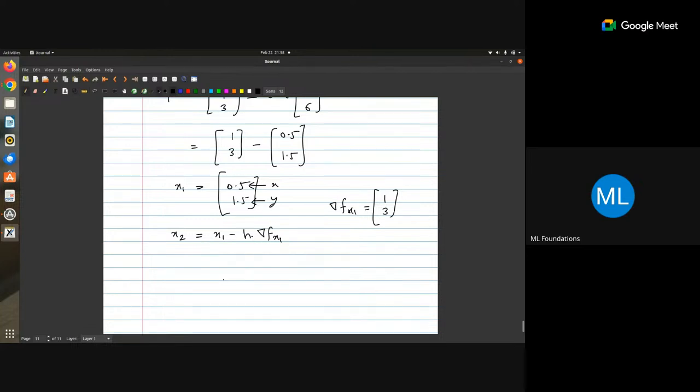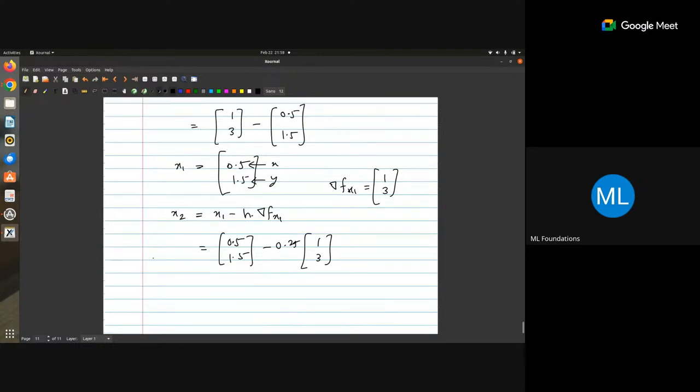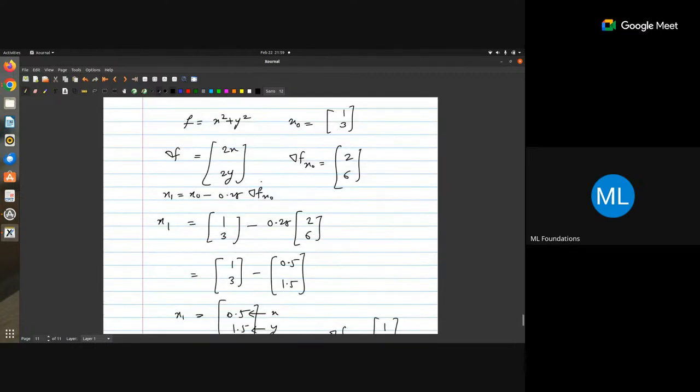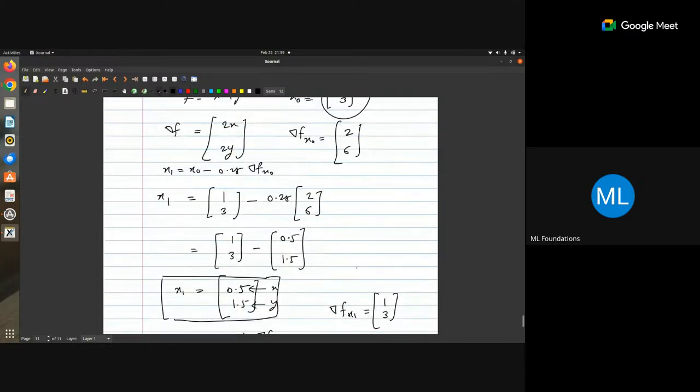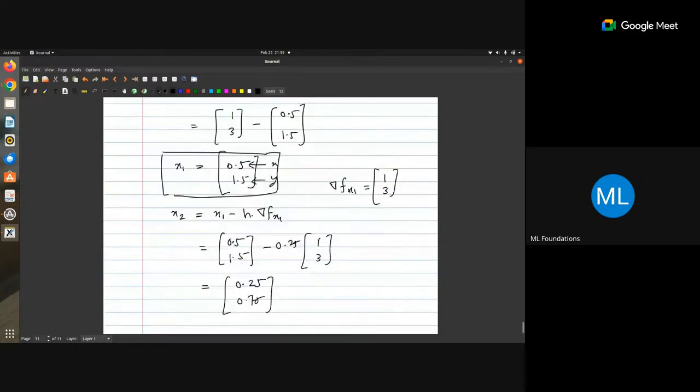Okay, so x1 is what? (0.5, 1.5) minus 0.25 times (1, 3). So what is the value then? 0.5 minus 0.25 is 0.25. And it is 0.75. So you can just understand that at the starting we were at (1, 3). After the first iteration we reach (0.5, 1.5). That means we have descended, right? From (1, 3) to (0.5, 1.5), then we descended to (0.25, 0.75).